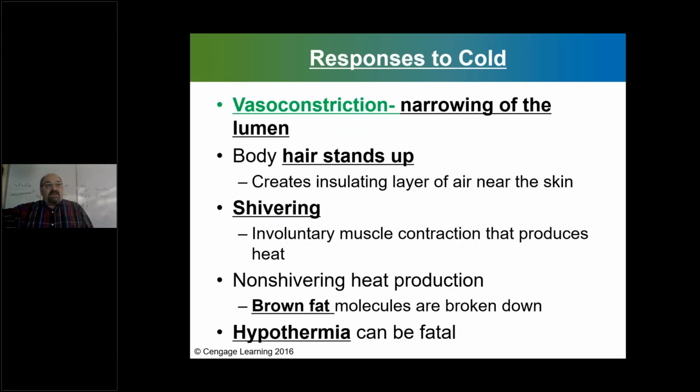So opposite of vasodilation, where we're making the vessels bigger, bringing more blood, so releasing the heat, vasoconstriction is making the hole, the lumen, narrow. We're making it smaller. So the inside of the blood vessels are smaller when we constrict. Think of something constricting, making it smaller. Narrowing of the lumen. So you'll also have your hairs stand on end.